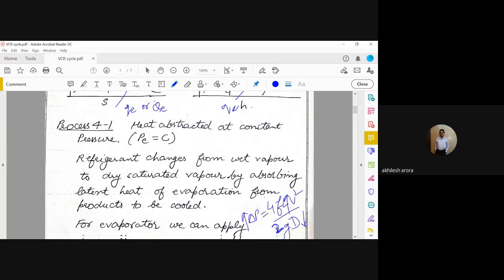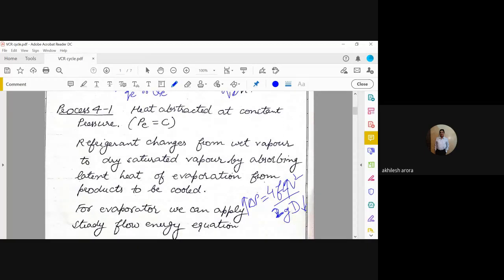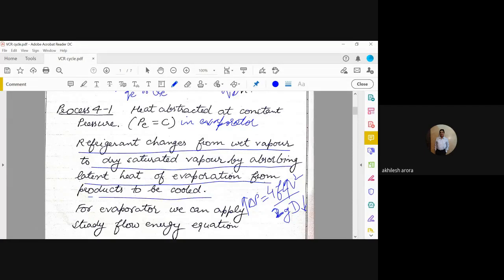Now the first process which I am going to discuss is the process 4 to 1. Now what is process 4 to 1? It is heat abstracted at constant pressure in the evaporator. So in the evaporator, it is a constant pressure process. The heat is being added to the refrigerant from the products to be cooled. So the refrigerant changes from wet vapor to dry saturated vapor by absorbing latent heat of evaporation from the products to be cooled. This I have already told you.